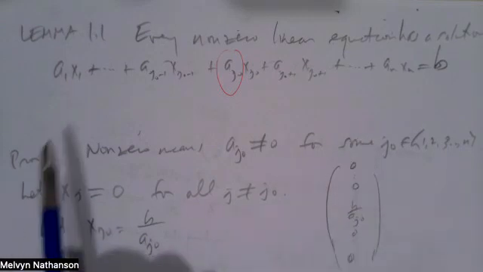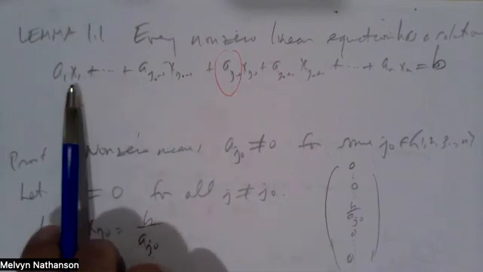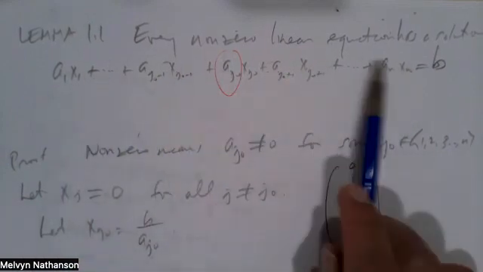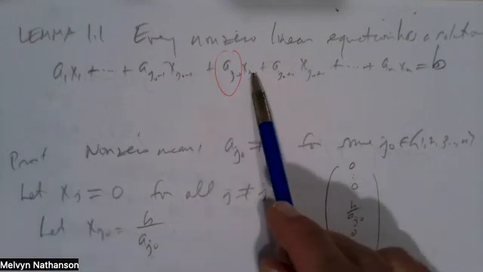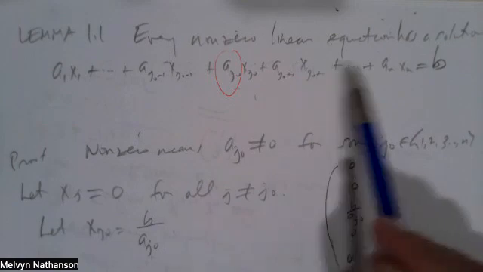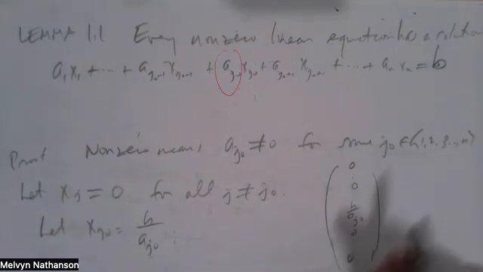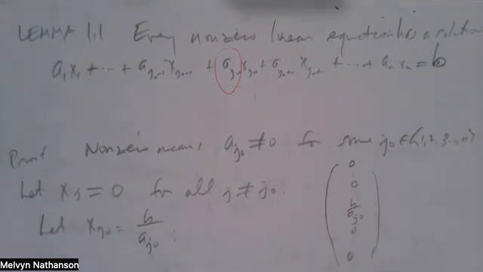Why is that? Because you're letting all the x's be equal to 0 except this one. So when you plug in 0 for all these x's, that all disappears. And x sub j naught is b over a sub j naught. The a j naughts cancel, and you get b. So this is a solution. All right? So we win. Every non-zero equation has a solution.